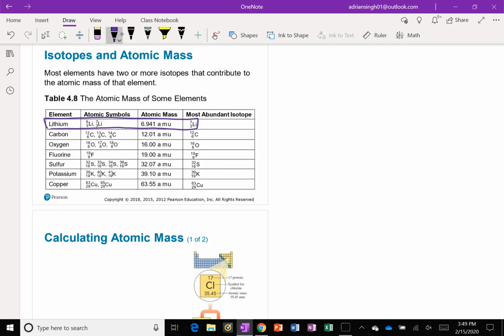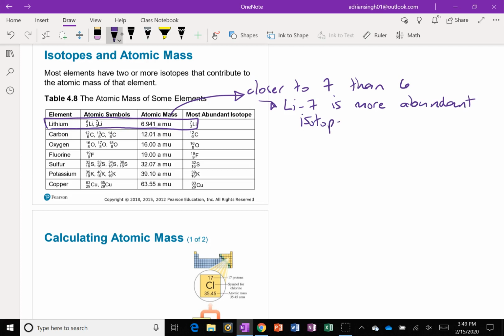And what you'll see here is the atomic mass for lithium is actually 6.941. So it's closer to 7 than 6. And what that means is that lithium-7 then is more abundant. Right, because there's just more of that particular isotope in the sample, it will contribute more to the weighted average mass. So the weighted average then is a lot closer to 7 than it is to 6.